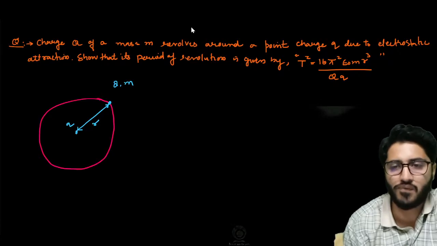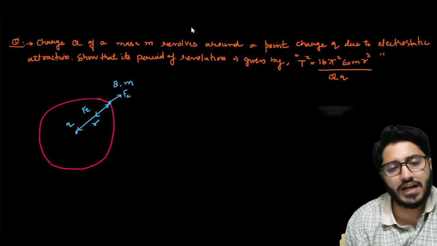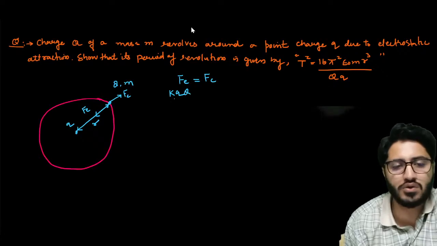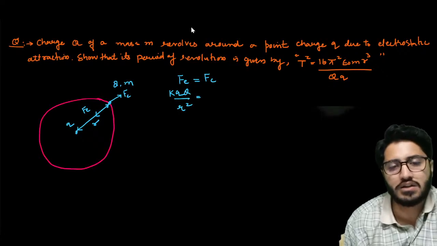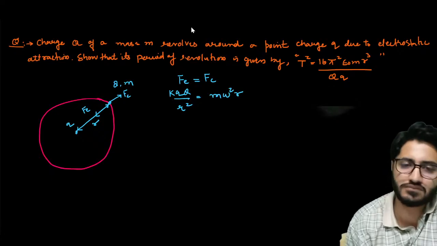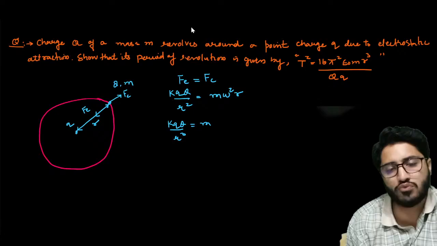Done. So there will be attraction. Now this is attraction Fe. There will be a centrifugal force also, right? So can I write that the electrostatic force is balanced by the centripetal force? Yes. So Fe equals K q Q divided by R square. Fc would be equal to m omega square R. So look now, can I write K Q q whole divided by R cube equals m omega square.